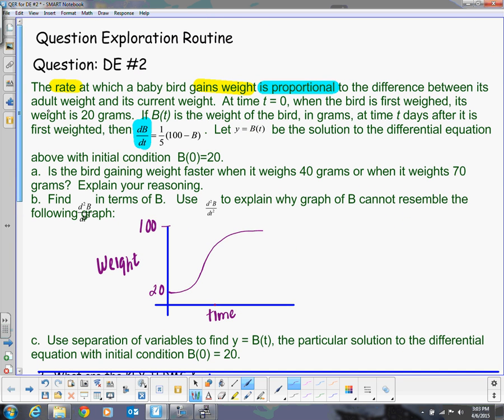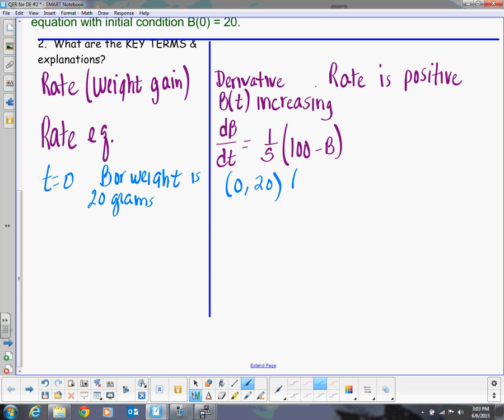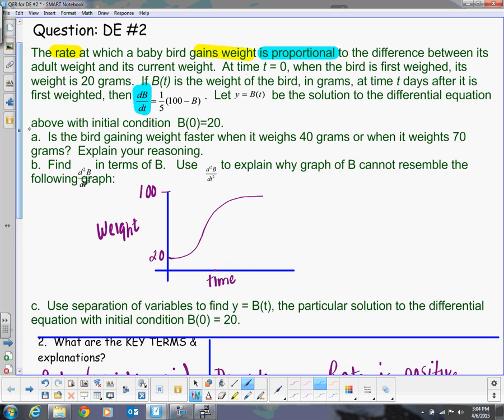At time equals 0, when the bird is first weighed, its weight is 20. So that's significant. Time equals 0, the weight B is 20 grams. So that gives me the ordered pair 0, 20, which is the ordered pair T, B of T, and that tells me the initial condition. Now that should be words that strike a chord. Initial condition makes me think of differential equations.